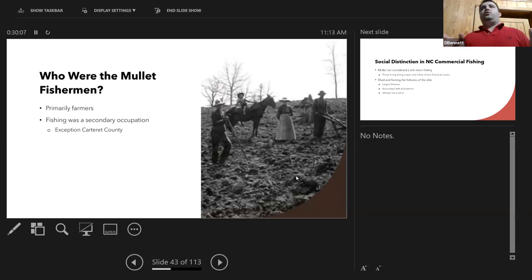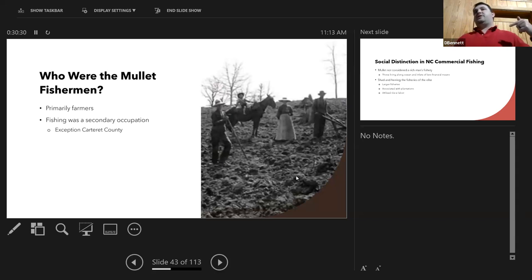You might have a few full-time watermen who were sort of in charge of the operation and organizing people and coordinating all the activities at these fisheries. But by and large, a lot of the labor was coming from agricultural communities. And so the mullet fishing was also part of an agricultural cycle in North Carolina.